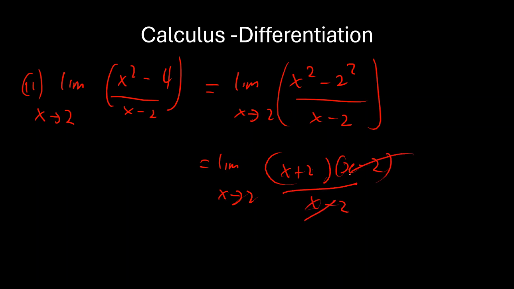And so these ones cancel out. And then we are having the limit of x plus 2 as x approaches 2. And we're having 2 plus 2, and this equals 4. And so always make sure the rational function is in its simplest form.